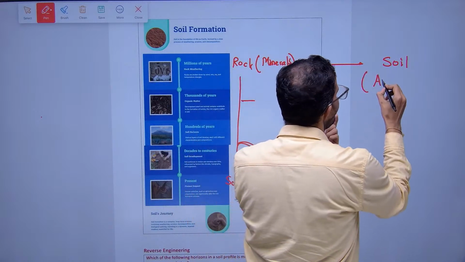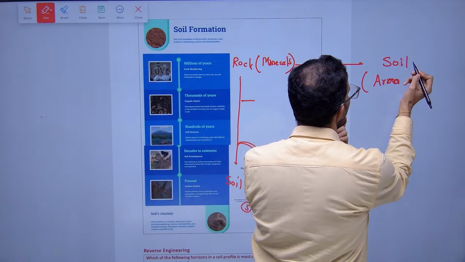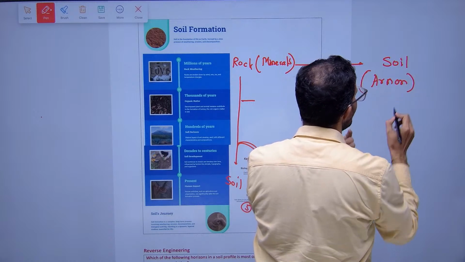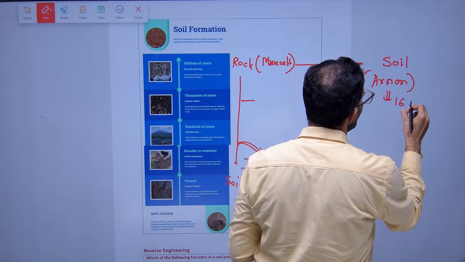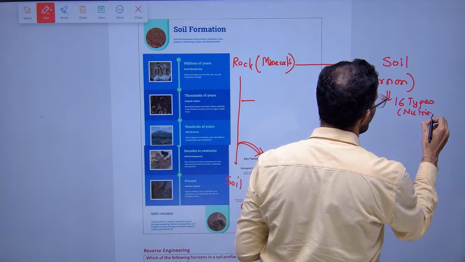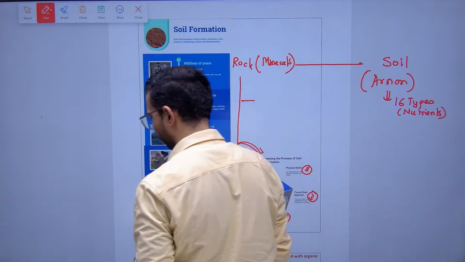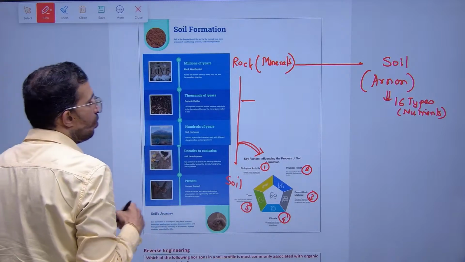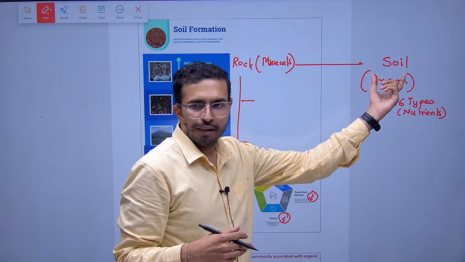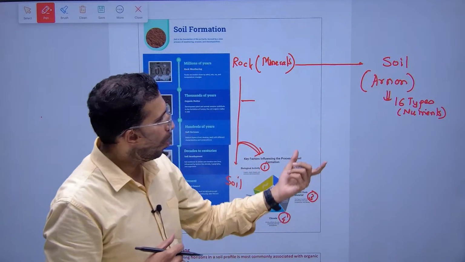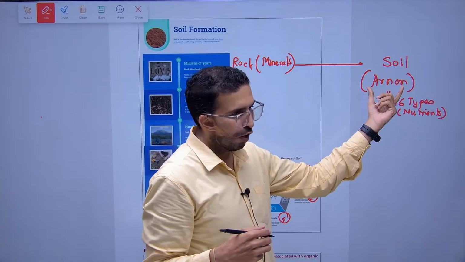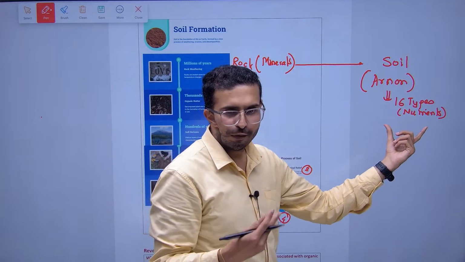Arnon is a scientist. The soil requires the 16 types of the elements or the nutrients. Yes, like if we see, why are we giving the fertilizers? Why do we add fertilizer or manure in the field? Because for the growth of the crops or the soil health. So as per Arnon, the soil requires 16 types of the nutrients.